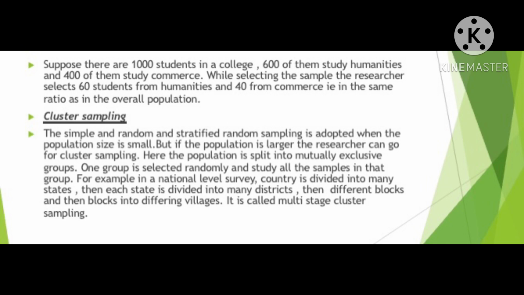So we are taking a cluster, and the way we are selecting the cluster is in a random way, so that we can call it probability sampling. Then from each cluster we are selecting all the subjects and conducting the study. This process is known as cluster sampling.